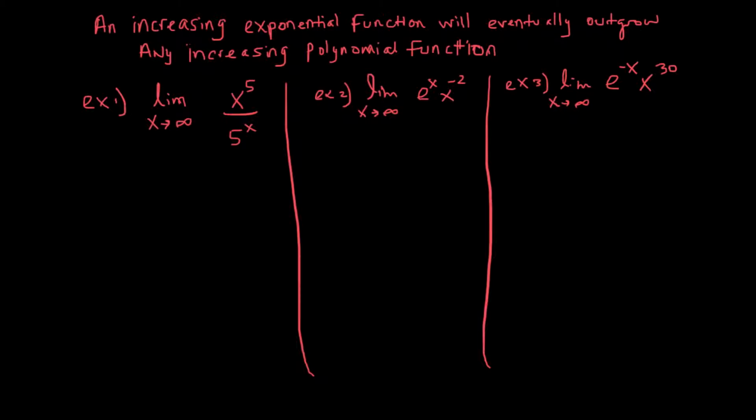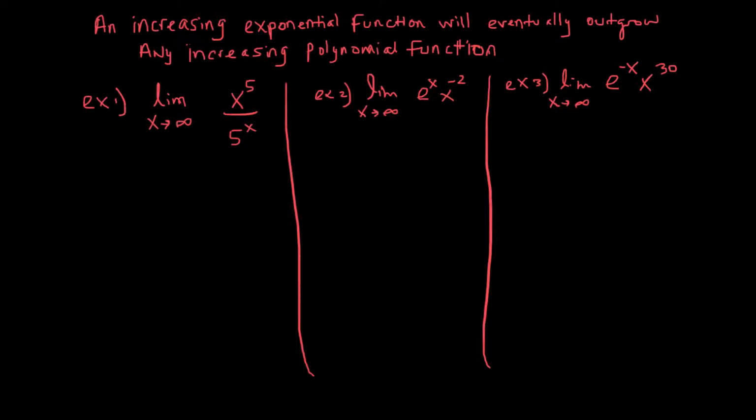And you just want to memorize that the exponential will always outgrow the polynomial. And that makes a difference when you take limits at infinity. So I have 3 examples listed here, and we'll try each one. Example 1, the limit as x approaches infinity of x to the 5th over 5 to the power x.